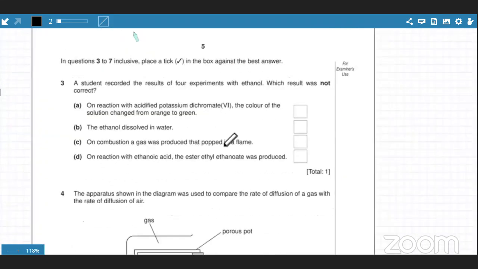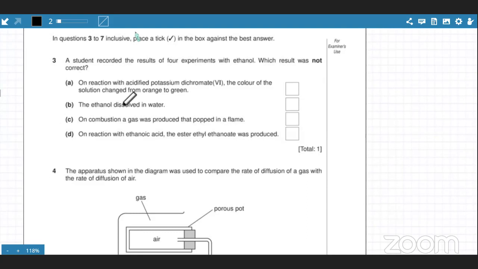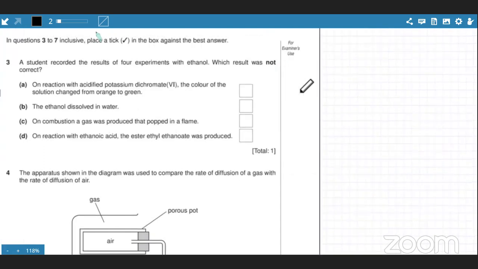The next part is MCQs. A student recorded the results of four experiments with ethanol. Which result was not correct? The first one is on reaction with potassium dichromate 6, the color of the solution changes from orange to green. So this is a typical reaction of an alcohol, and it's a correct reaction.